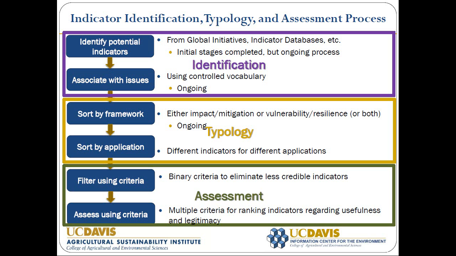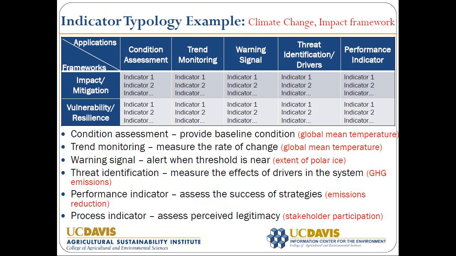Finally, indicators are assessed within the context of their type category. Some may be filtered out as unsuitable for use in this project. Remaining indicators will be assessed using a number of criteria found in the existing literature on sustainability. The following slides will explore the typology and assessment in a bit more detail.